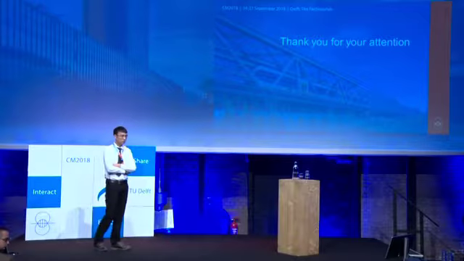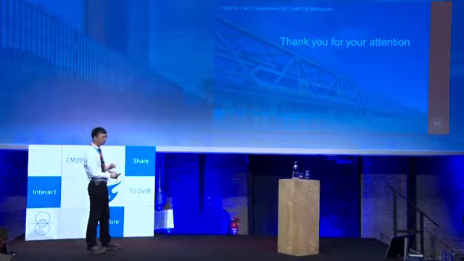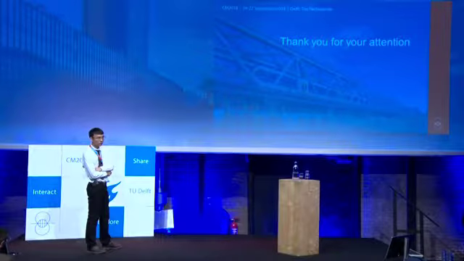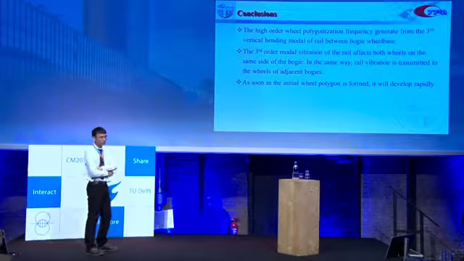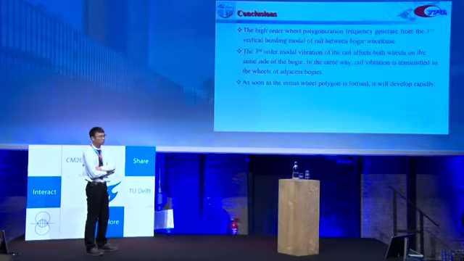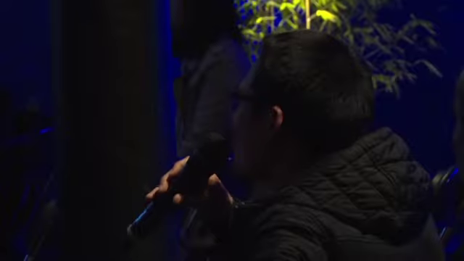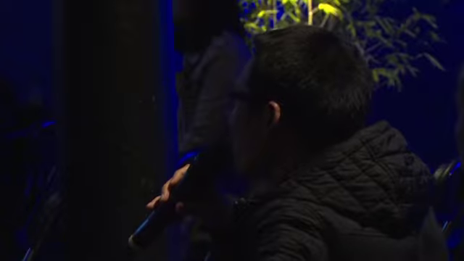Thank you for the presentation. I have a question. This morning, during the second keynote lecture, the speaker said that the main frequency of the wheel polygon is from the bogie, and here you said that it comes from the track. So why?